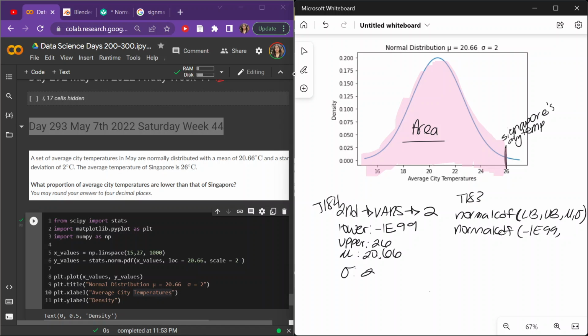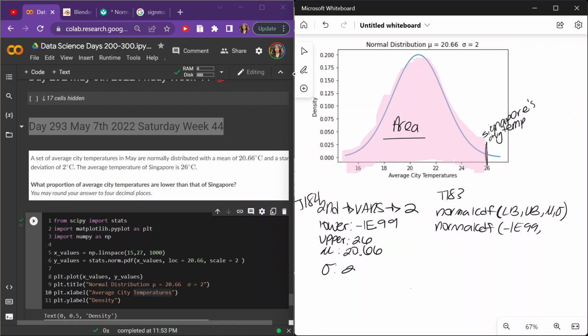So in this case, your upper bound is 26, the mean is 20.66, and then 2. So that's what you do. And then in your TI-84, there's a paste button. You hover over it and you click enter. And then over here, you just click enter, and it should give you a certain value. And that value is the area under your curve, and that is your answer.